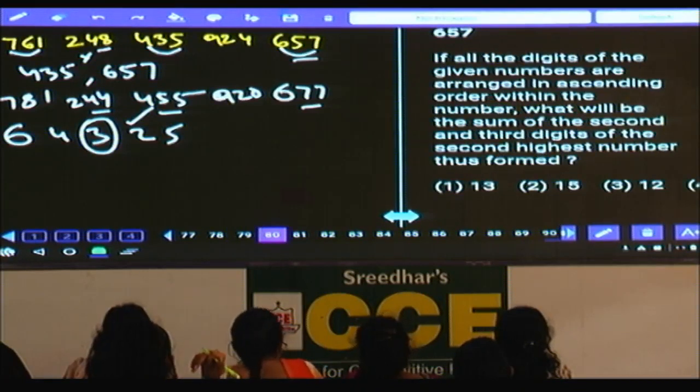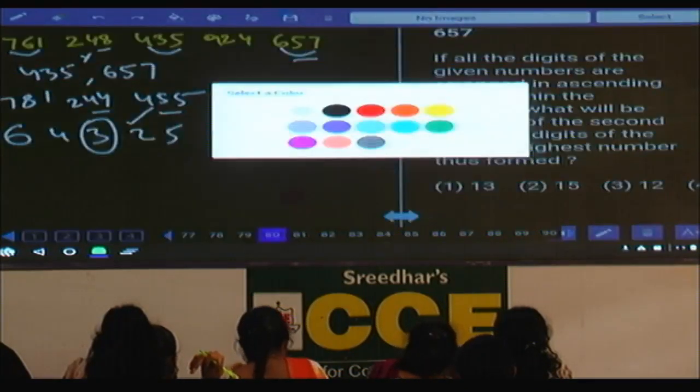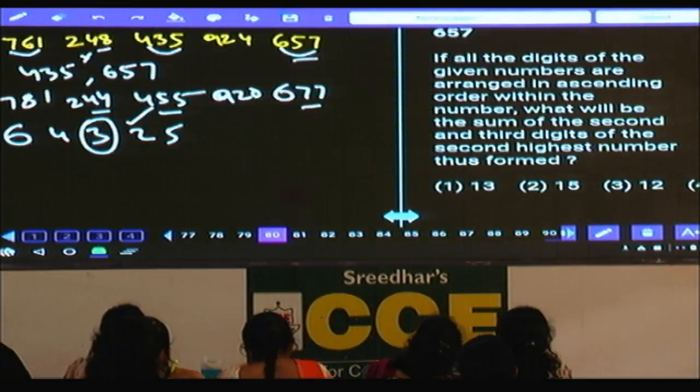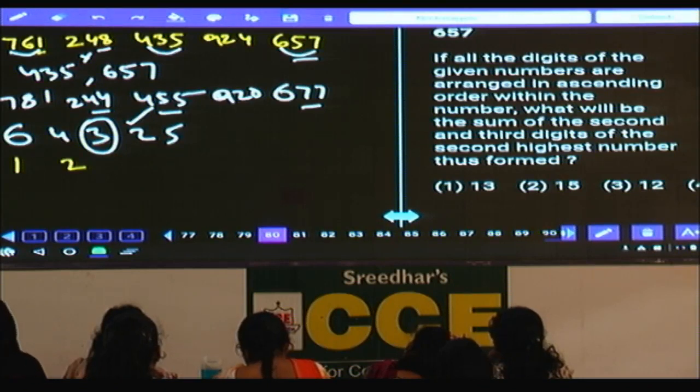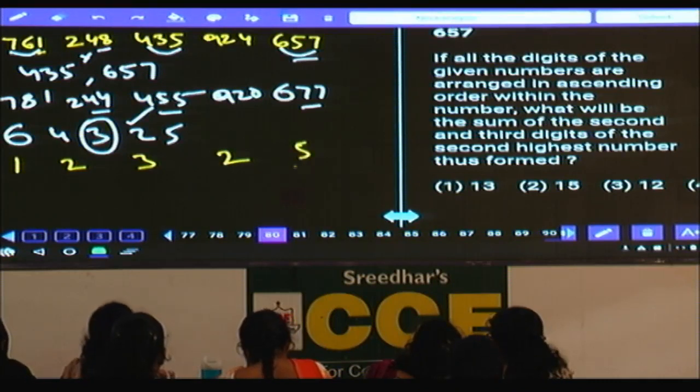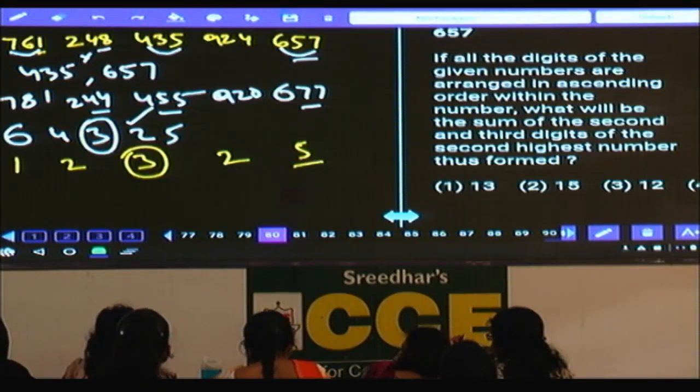Then 80th. If all the digits of the given numbers are arranged in the ascending order within the number, then what will be the sum of the second and the third digits of the second highest number? Now second highest number. Now in this one, what is the least digit? 1. Here in this 248 it is 2. Here it is 3. Here it is 2. Here it will be 5. Now in this one, which is the highest? 5 is the highest. Second highest will be 3. And what is the question we have? Sum of the second and the third digits. Now 3, that means 4 plus 5 is how much? 9 is the answer, choice 4.